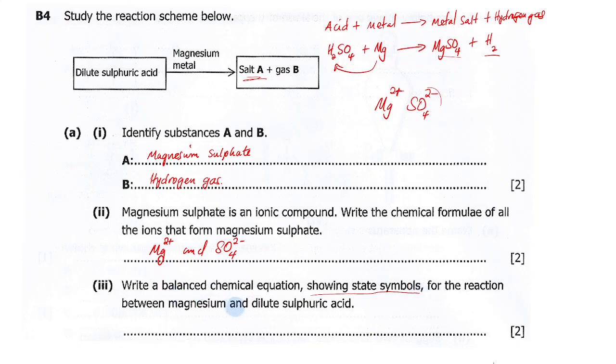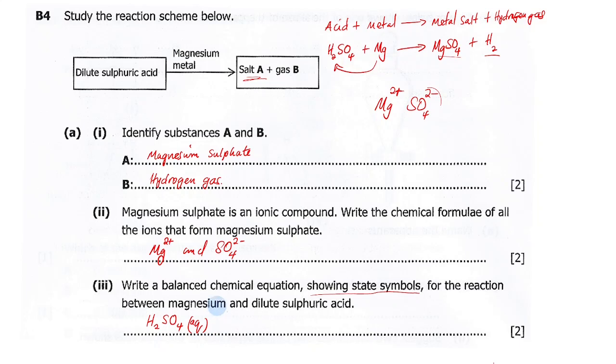So when they say write a balanced chemical equation showing state symbols, it means these two marks that I've given you, one is for showing state symbols, and the other is for writing the balanced chemical equation. Usually when they say showing state symbols, they add 3 marks, but there's a reason why they've put just 2 marks, which I'm going to show you. So the balanced equation they want is this one here: sulfuric acid, H2SO4. Sulfuric acid is formed when sulfur dioxide and other things dissolve in water, so they form a solution.